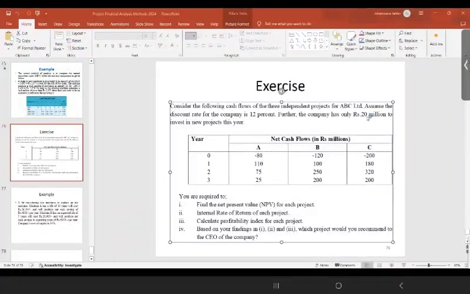Here it is given as 20 million, but it should be 200 million. Please change it. This 20 should be read as 200 million, not 20 million. Others are correct. So now we will work out this exam.